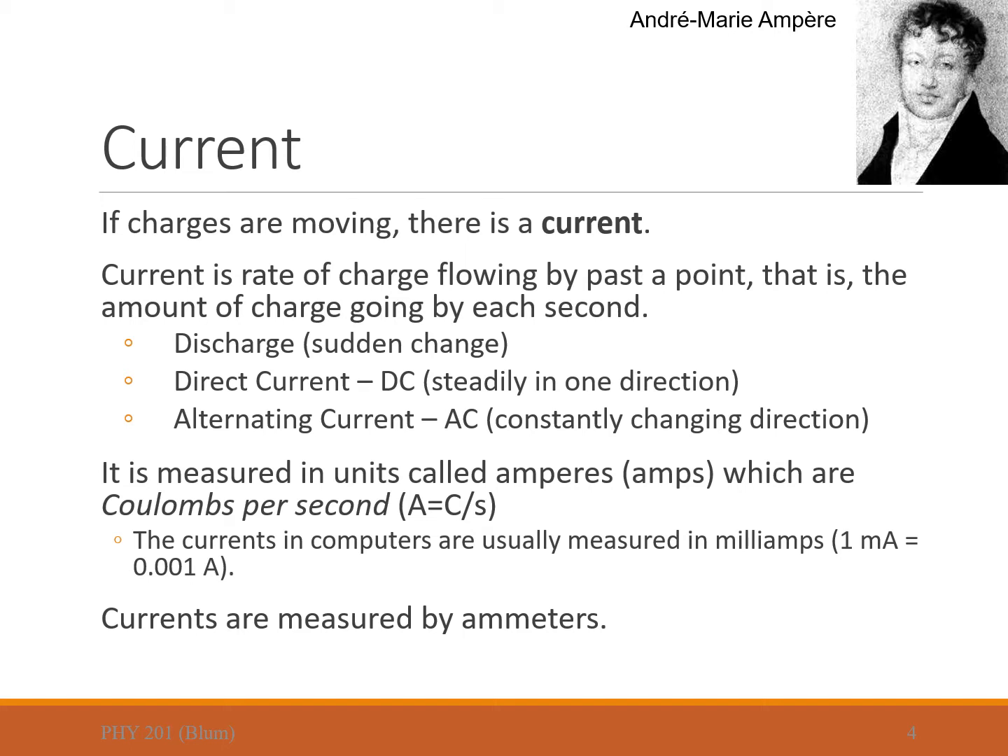The current comes in a unit known as an ampere, which is a coulomb per second, and that unit is named after André-Marie Ampere. The currents in computers are often smaller than an ampere, and so we will have to get used to units like milliamperes. And finally, currents are measured by an instrument known as an ammeter.